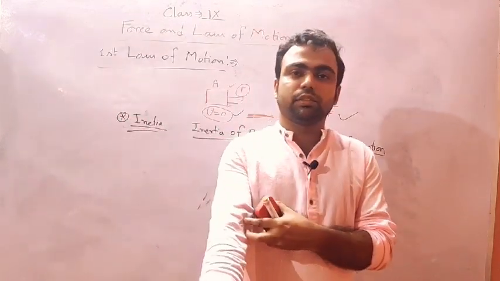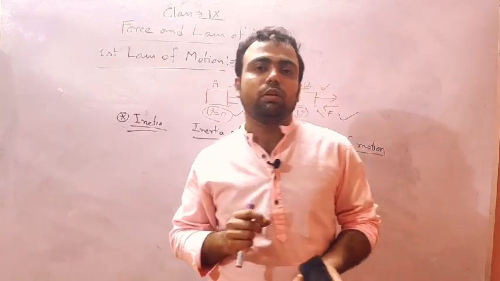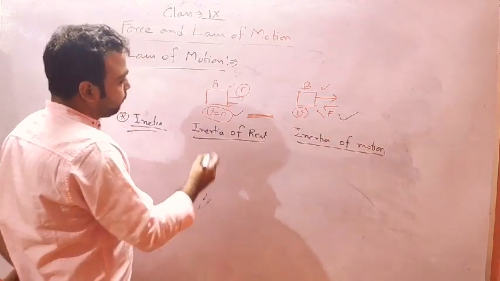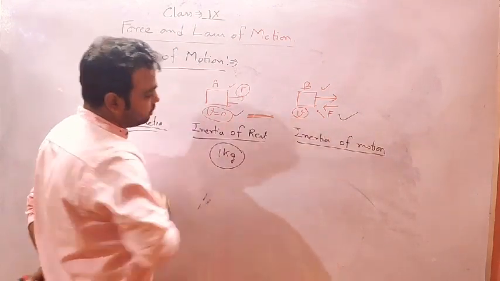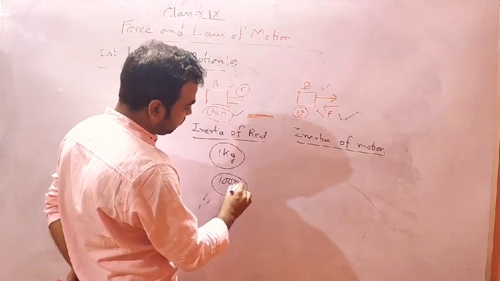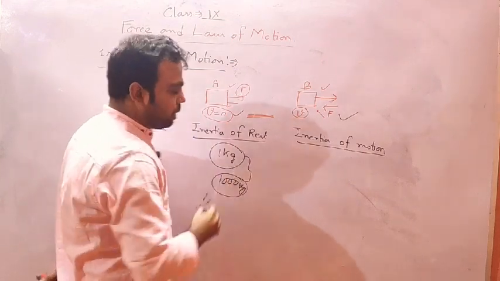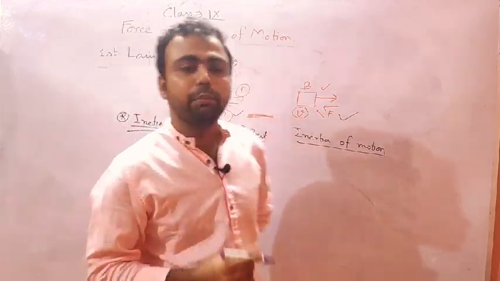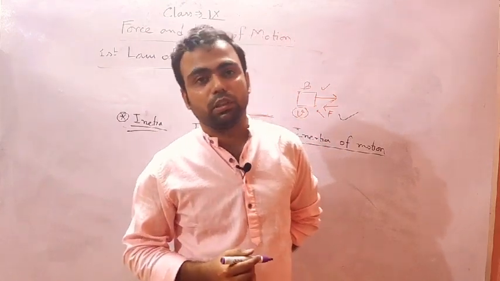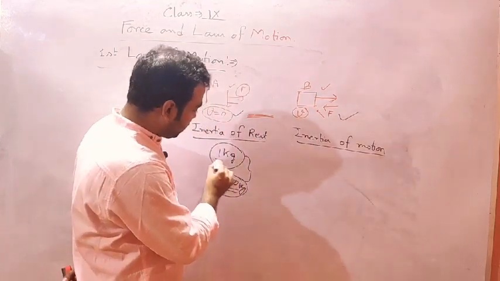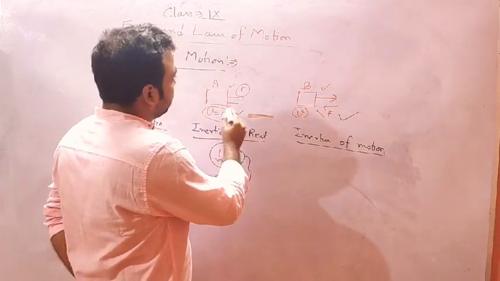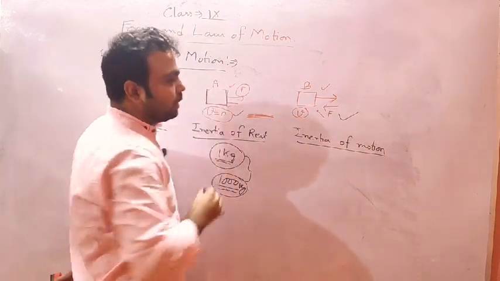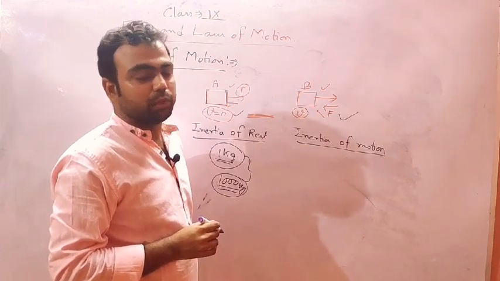The second thing is, on which quantity does inertia depend? Suppose a 1 kg object is there and another one is 100,000 kg. Do these have the same amount of inertia? No. Actually, inertia is directly proportional to the mass. The heavy object has a large amount of inertia and the light object has less. That means we need a large unbalanced force to move a rest particle when its mass is heavy.